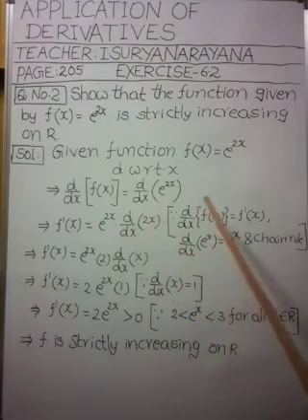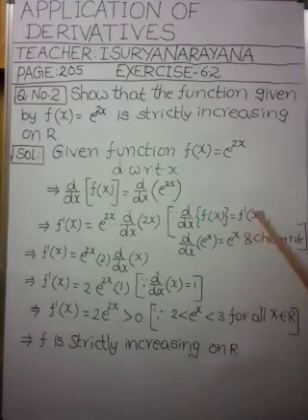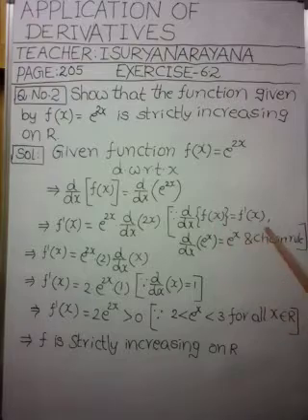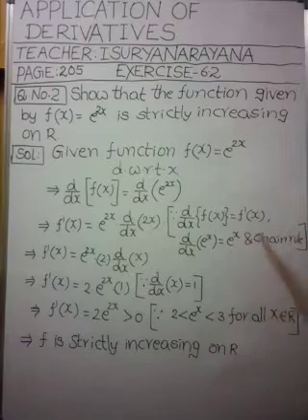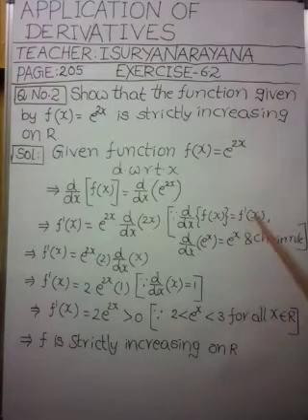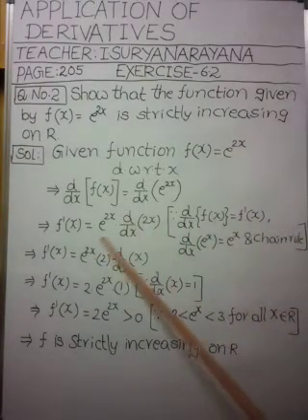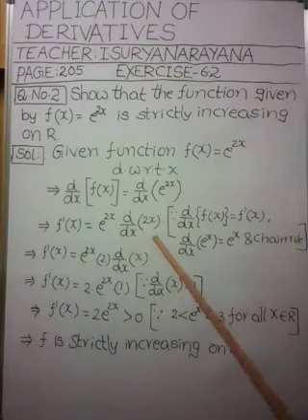Okay, my children, because d by dx of f of x is equal to f dash of x, and d by dx of e power x is equal to e power x, and also the chain rule. By using these three results, we got this step. Understood this step, my children?